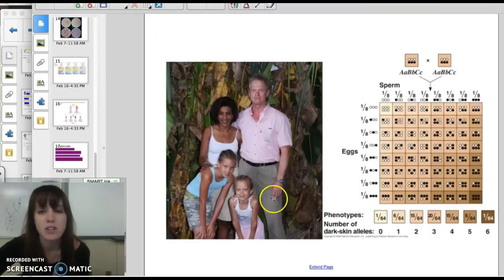Skin color is another example. You see a range of skin colors because of the multiple genes and all the different potential allele combinations.